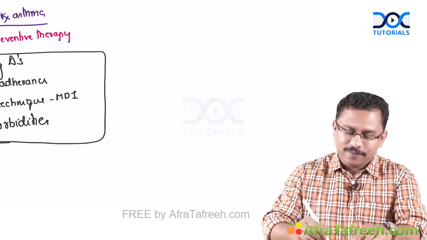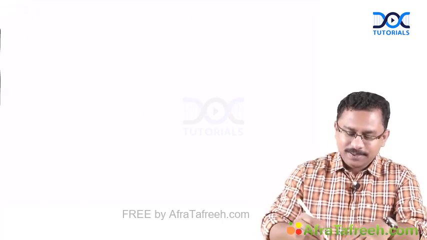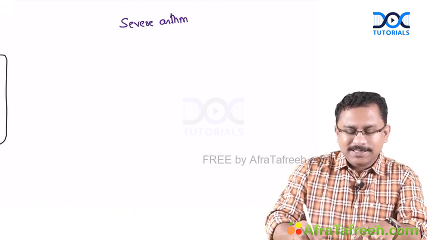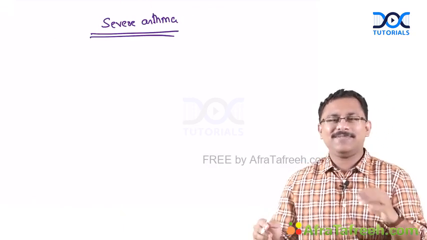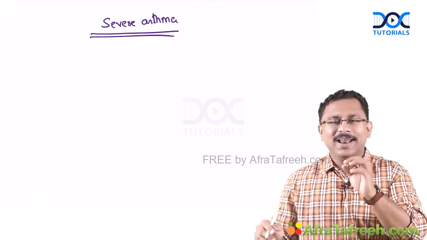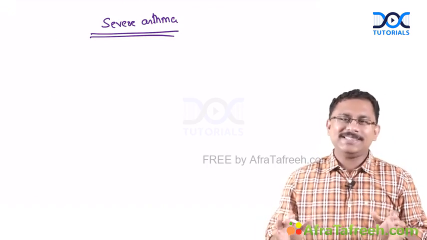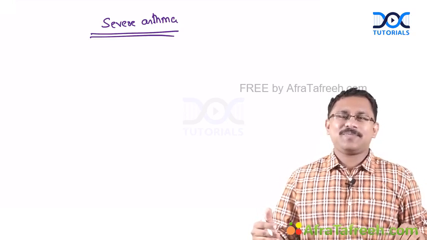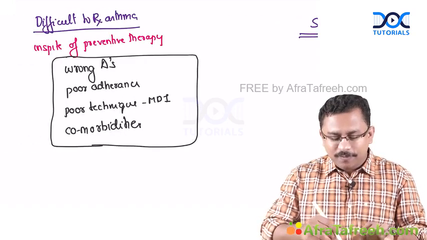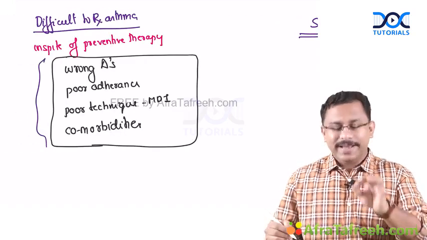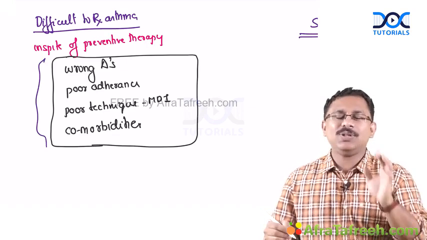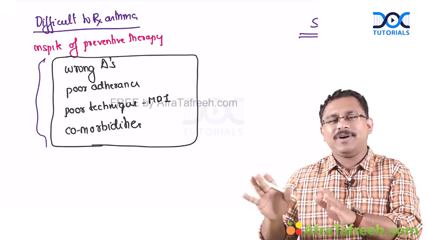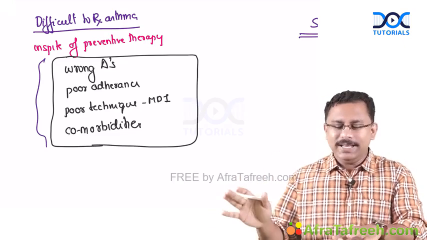Next issue is that of severe asthma. So what is this severe asthma? Severe asthma means this patient is again developing frequent flare-ups, and you have given a preventive therapy and taken care of all these as well. The diagnosis is right, his adherence to the medication is right, his technique of using MDI is right, and you have catered to all his comorbidities as well.